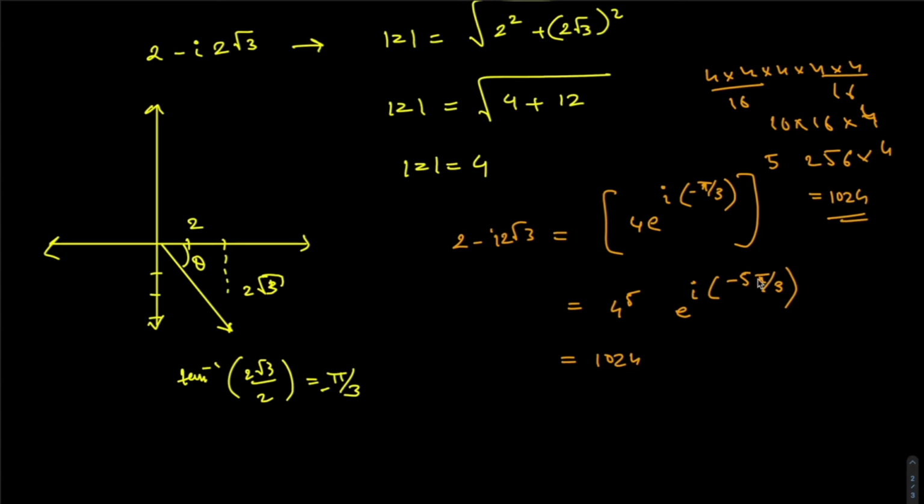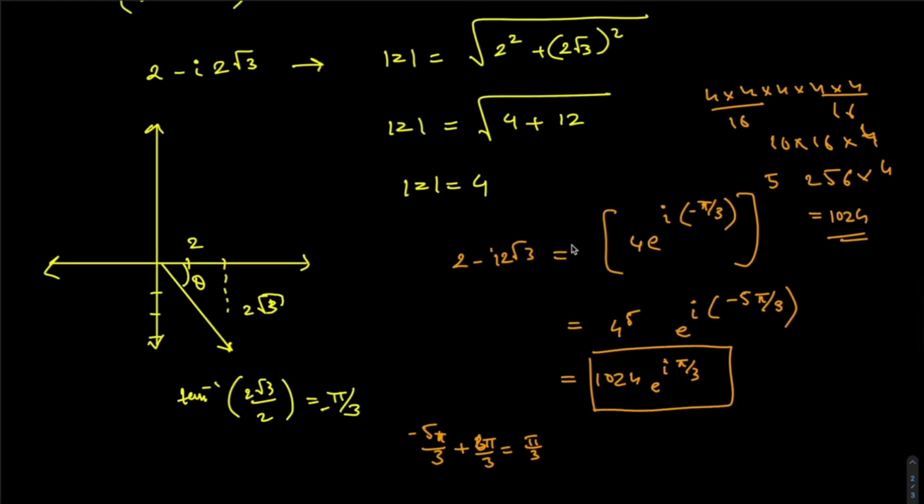Now this part is basically minus 5 pi by 3. I can change this really nicely if I just add 2 pi, because even if I add or subtract 2 pi, the angle is always going to remain the same. So now if I add 2 pi, what I'm going to have is 6 pi by 3, and 6 pi minus 5 pi is pi by 3. So I can write this as e raised to the power i pi by 3. Now I've simplified it to this.